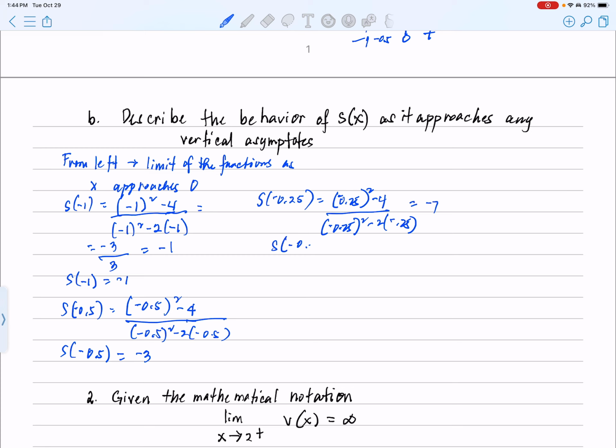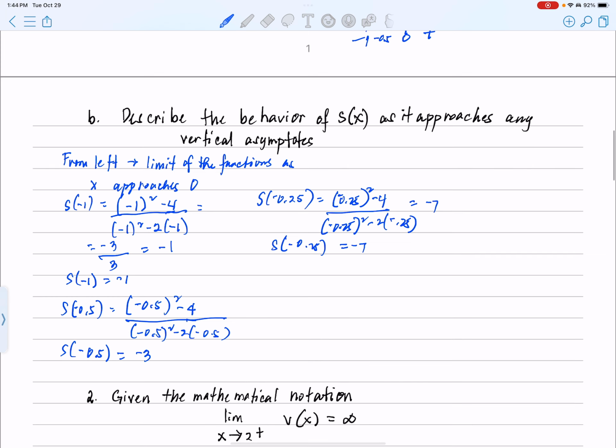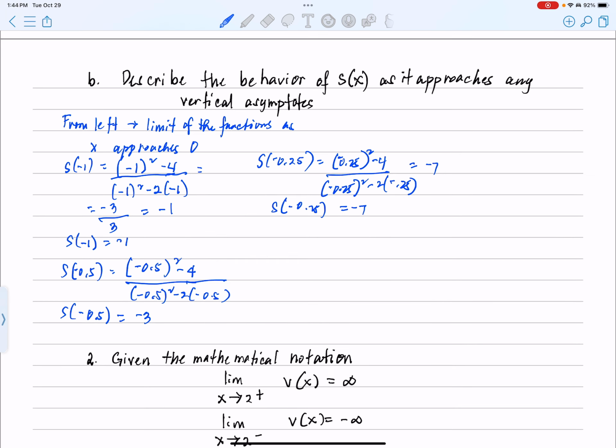I want you to try it using your calculator. That's what I'm doing right now. I'm stopping and then I'm trying to compute. So we come up with a negative 7. So we can see the values are getting more negative as we approach the asymptote from the left. So from the left, getting more negative.